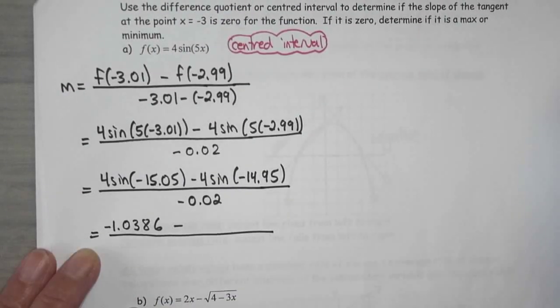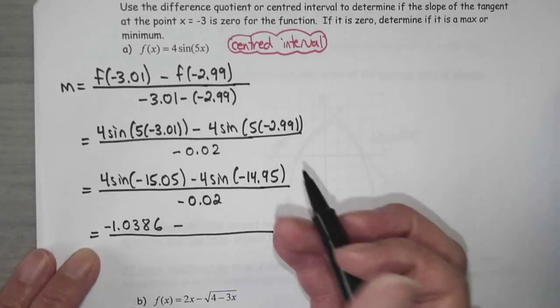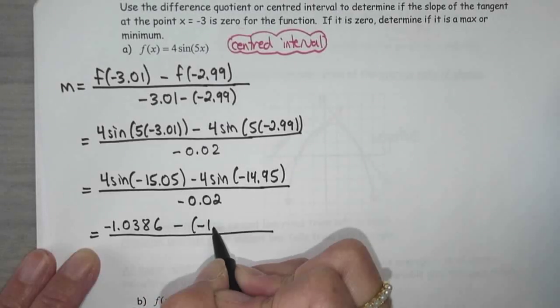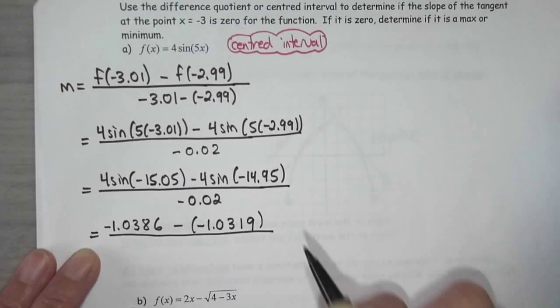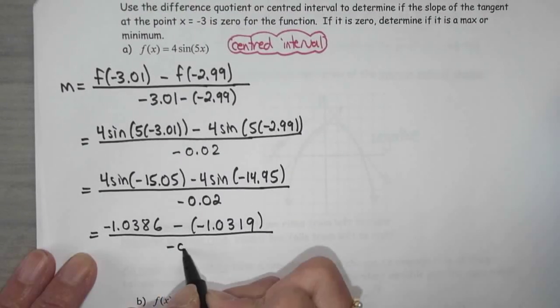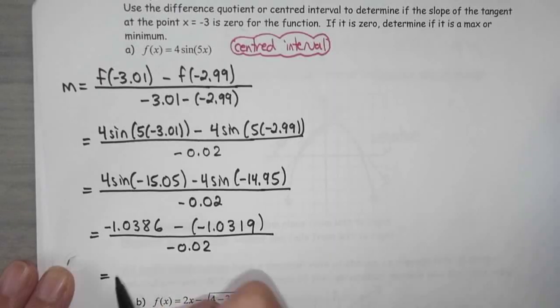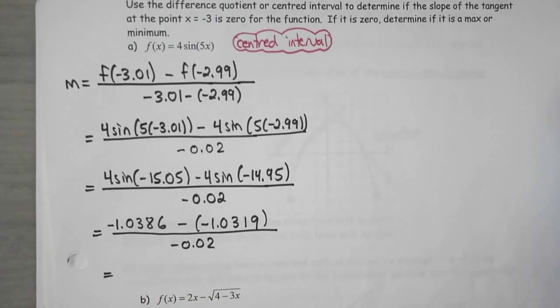Minus 4 times sine -14.5 minus -1.0319. Right, let's try 4. And then -0.02. So when I did that, I got my two values here, right?